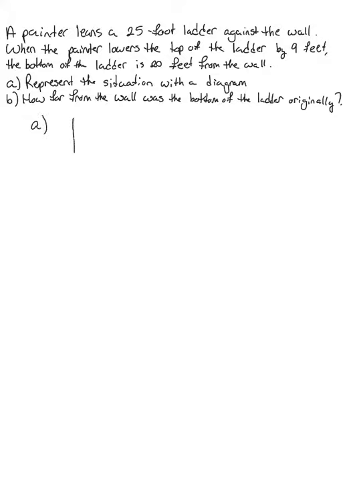So originally, this will be our wall, that'll be the ground, and then a painter leans a 25-foot ladder against the wall. So let's say that's our ladder there. When the painter lowers the top of the ladder by 9 feet, the bottom of the ladder is 20 feet from the wall. Okay, so let's use red. Let's say that it's lowered by 9 feet. So the black is the original ladder, and the red is after it's been moved.